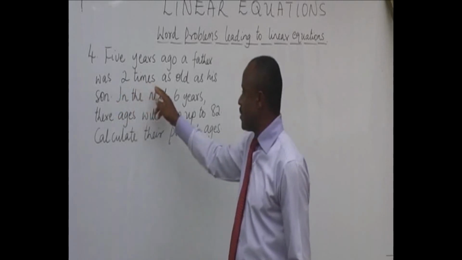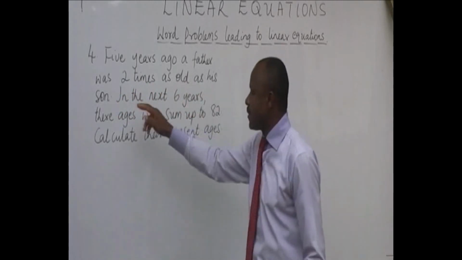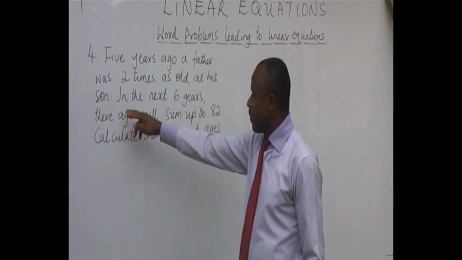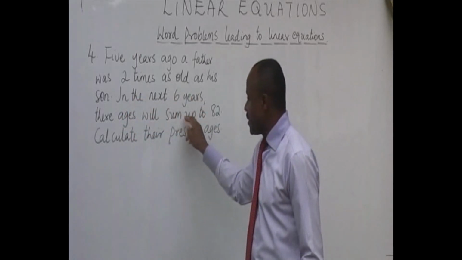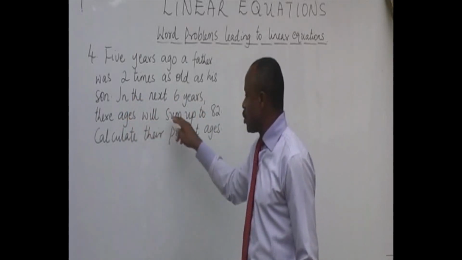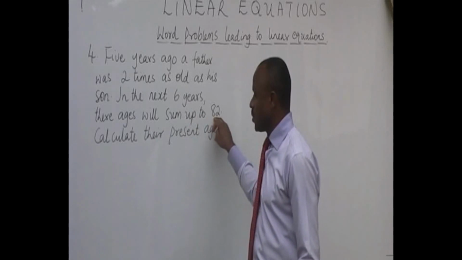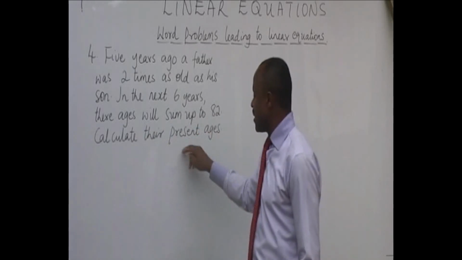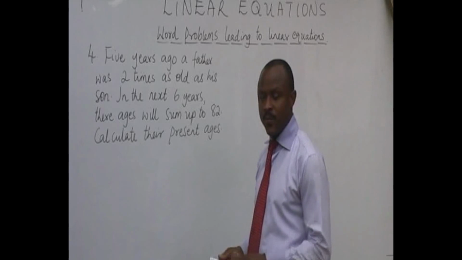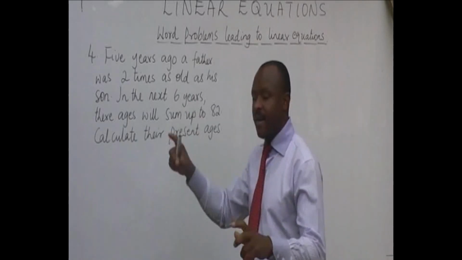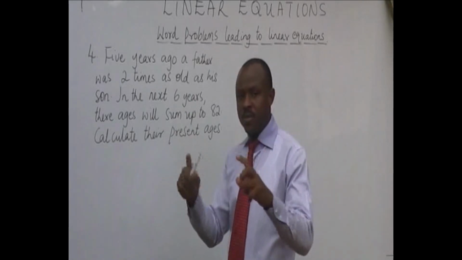The father is 2 times as old as his son. In the next 6 years, their ages will sum up to 82. Calculate their present ages. A son and a father, the relationship in their ages.